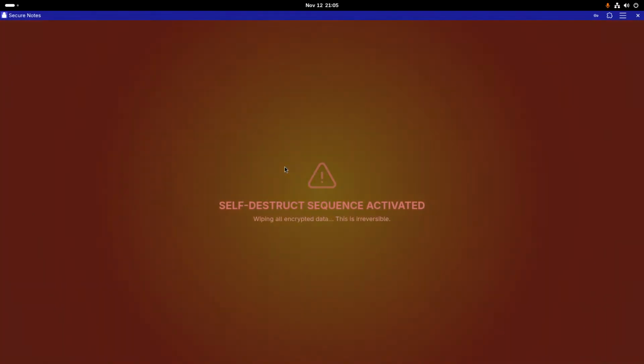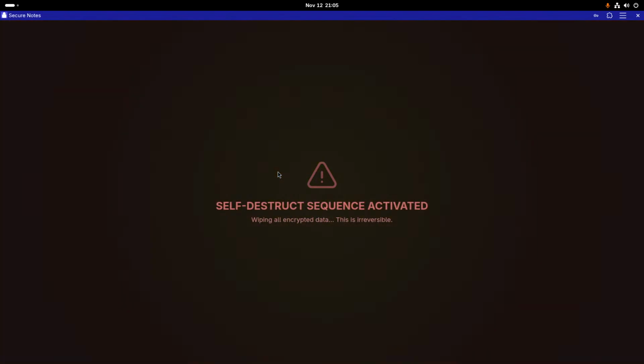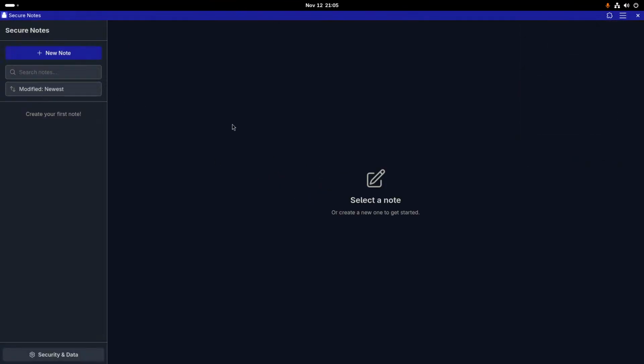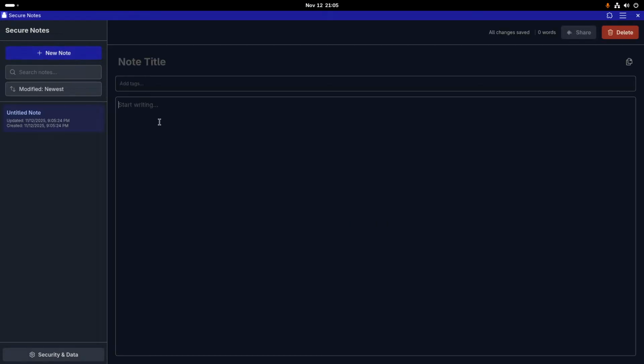So it does a little animation. Self-destruction sequence activated, wiping all encryption. So never say you make a new password.